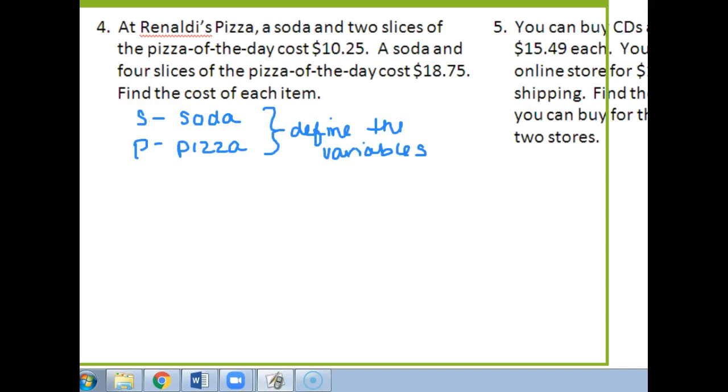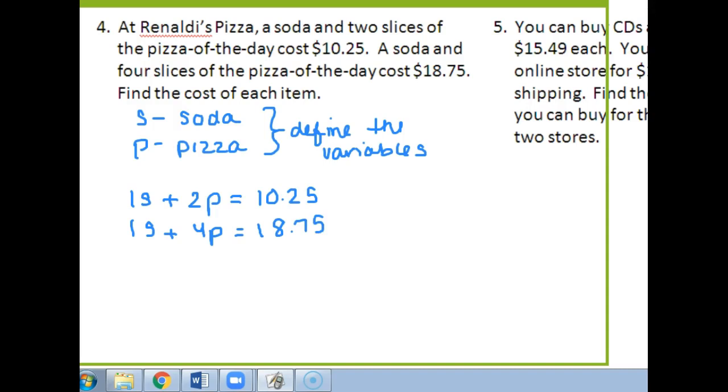So we have a soda, so that's 1S, plus 2 slices of pizza, so that's 2P, equals $10.25. And 1 soda plus 4 pizzas equals $18.75.